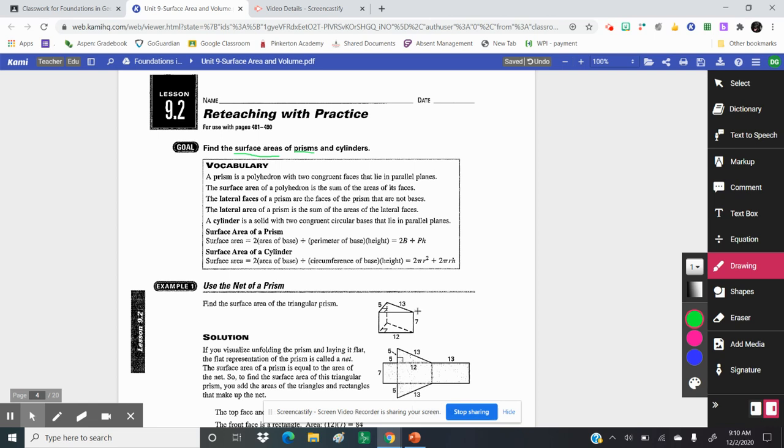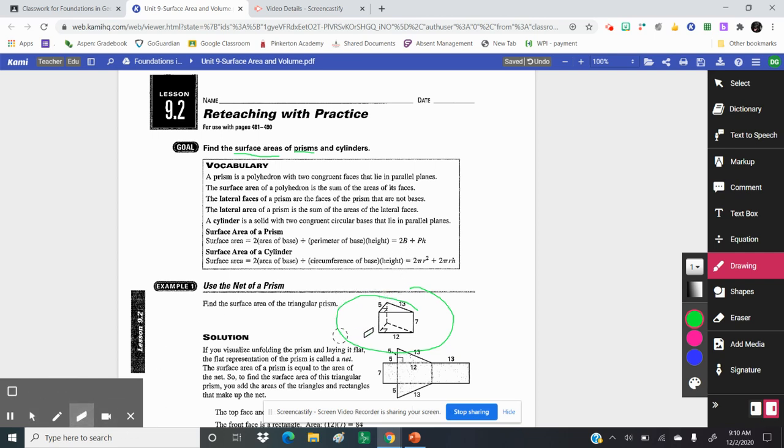Like here, you can see this looks kind of like a wedge of cheese. The top and the bottom are triangles and they are parallel. So that would be a triangular prism, or some kind of a box where the top and the bottom are parallel, and that would be a rectangular prism.